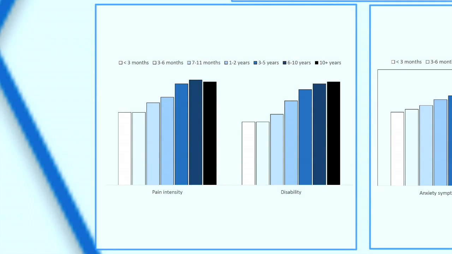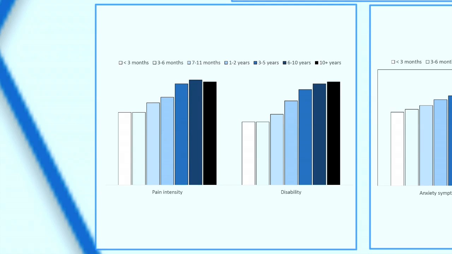And so in this graph, you can see the bars in the paler colours are the shorter duration. So the bar in white is people who've had their pain for less than 3 months. And as you go across, the darker bars are people who've had their pain for longer periods of time. The graph on the left is a graph of pain intensity. And what you can see is that people who've had their pain for the shorter periods of time, 3 months or 6 months, have lower levels of pain intensity, whereas people who've had their pain for a long time are much more likely to have higher levels of pain intensity.